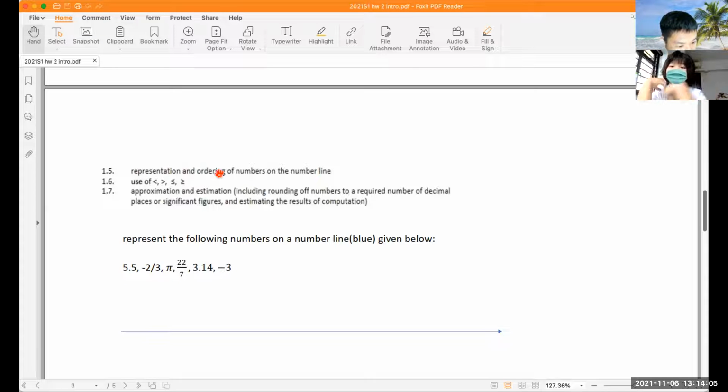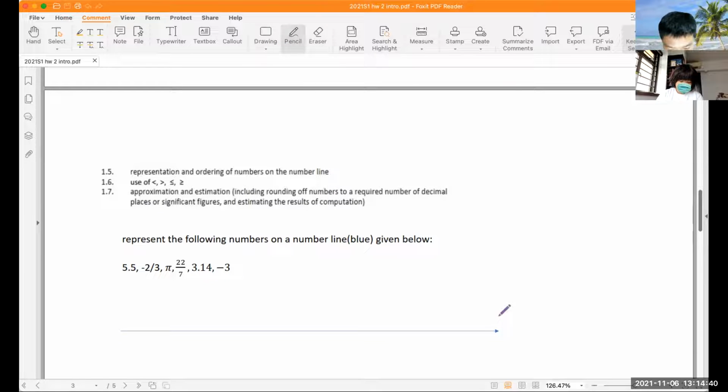Representation and ordering of numbers on the number line. So this is a number line, and these are the numbers. I don't see you draw this, or at least label. You just arrange them only, but not in a number line, right? So in fact, this is chapter 1, and then 1.5, which is the topic. So over here, you have a number line. This is called a number line.